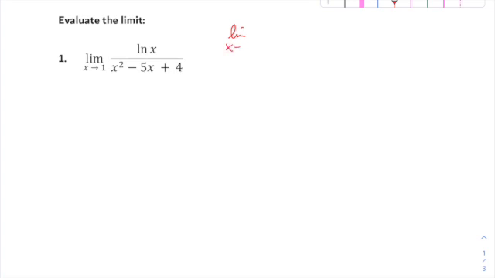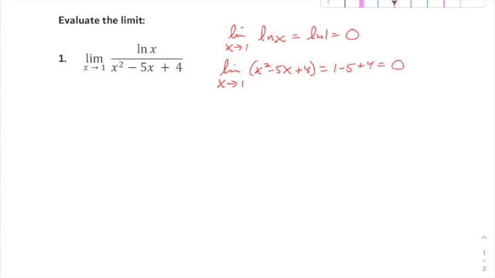The limit as x approaches 1 of ln of x by itself, the numerator, is equal to ln of 1, which is equal to 0. The limit of the denominator, notice how I'm writing a separate limit, is equal to 1 minus 5 plus 4, which is equal to 0. So you have shown the limit of the top and bottom each equals 0, and so you can now say L'Hopital's rule applies.